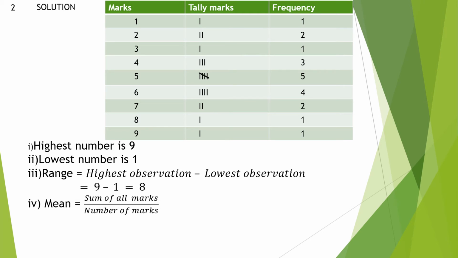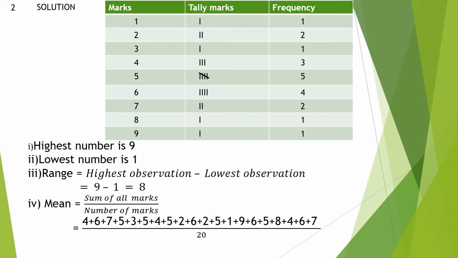And the fourth one, find the mean of these marks. Mean equal to, you can write the definition of mean in terms of the given question. So sum of all marks upon number of marks. You can write all the marks and add them, divided by the total number of marks. Here it is 20. So while adding we get 100 upon 20, which is equal to 5 marks. So the mean mark is 5.